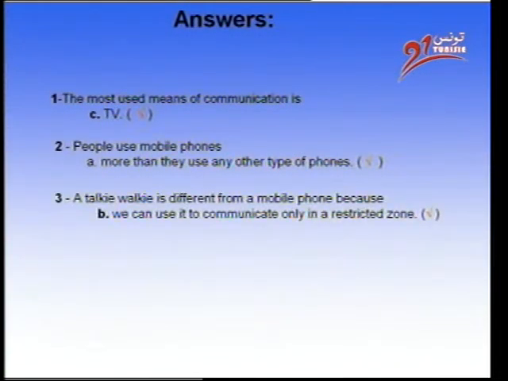Number 3, a talkie-walkie is different from a mobile phone because we can use it to communicate only in a restricted zone. Yes, a talkie-walkie is not a mobile phone. It's the kind of phone that we use in factories for workers who work very far from each other and need to communicate. We use them with the police because policemen use these tools also to communicate, and so on and so forth.